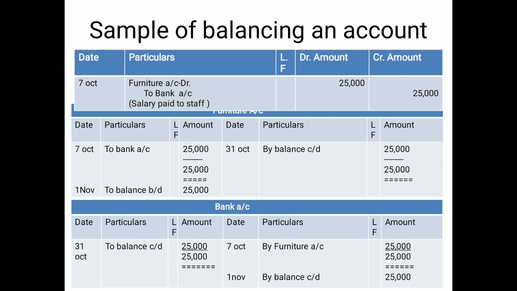Now you may see one entry has been taken: furniture account debit to bank. The furniture account is to be opened first to pass all the related entries, because here only one entry has been taken. So furniture is debit to bank, listed here. Then the bank account is there, then by furniture will be listed here. Many entries may be related to the bank and the furniture. First you write down the entries from the journal to the ledger and then make the total of both sides. You may see the total of debit is 25, but you don't have the total.